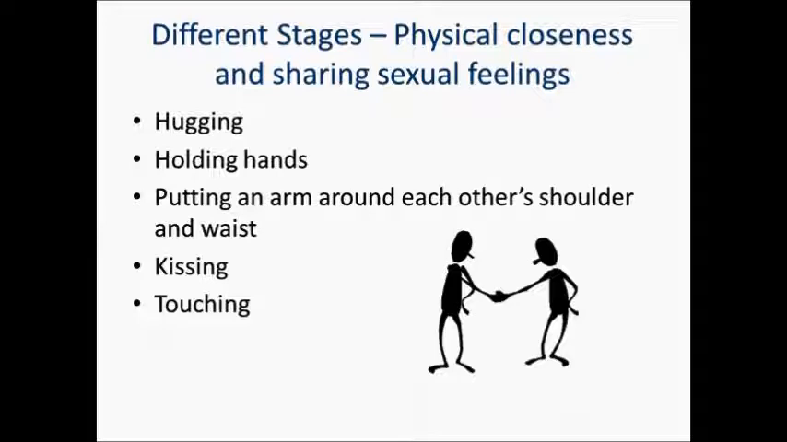So, physical closeness and sexual feelings could include hugging, holding hands, putting an arm around each other's shoulder and waist, kissing, and touching. Discussing consent with your learners is very important. Be sure to talk about the right to say no. They have the right to say no at any given time, as does their partner. If their partner says no, they must respect that, just as their partner is to do the same for them. No means no, no matter what level or stage of physical closeness you are sharing.